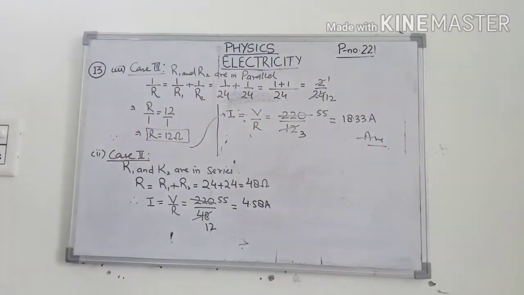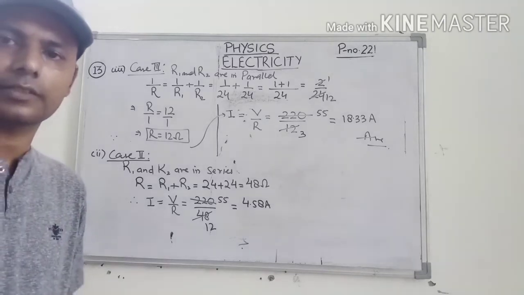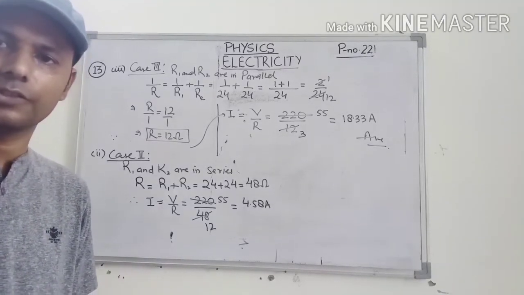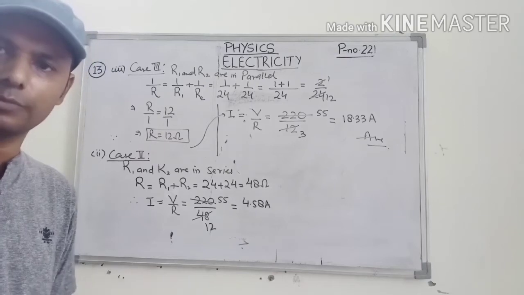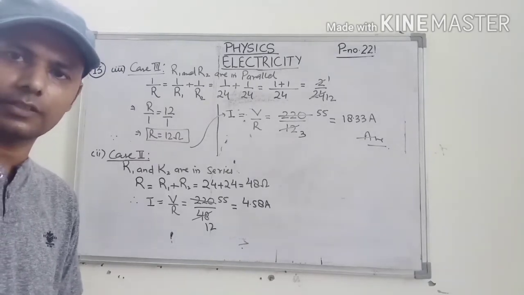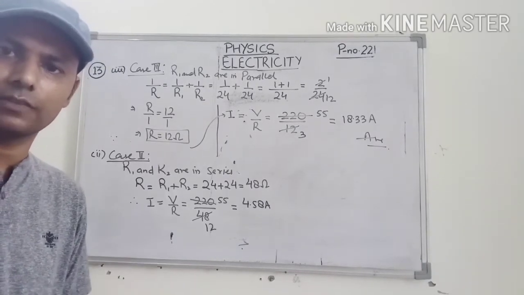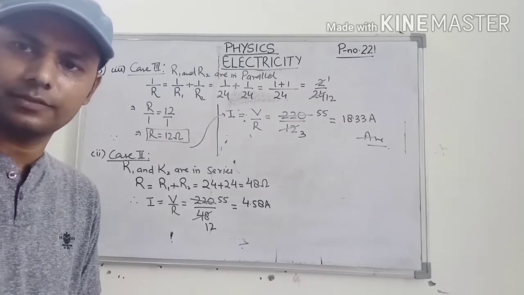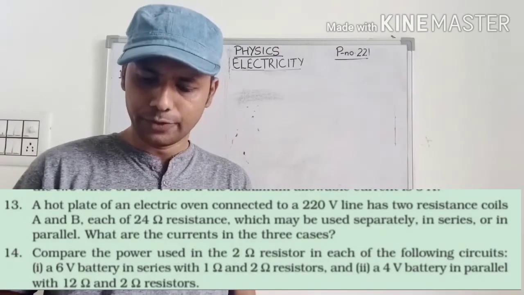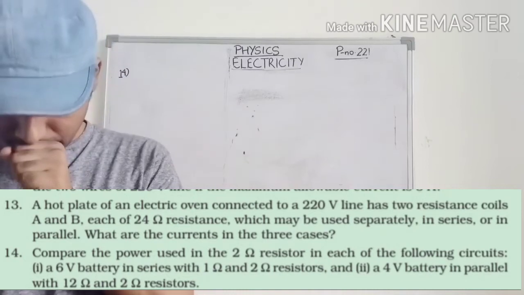Okay, so this is how you have to calculate the electric current for the three different combinations according to the series and parallel combination. First you will find the total resistance and then you will apply the formula of current, that is V upon R. Clear?